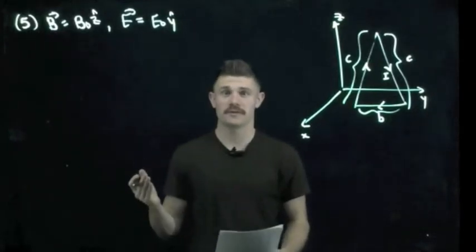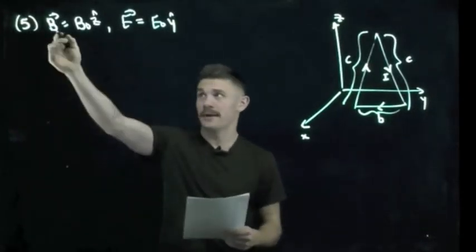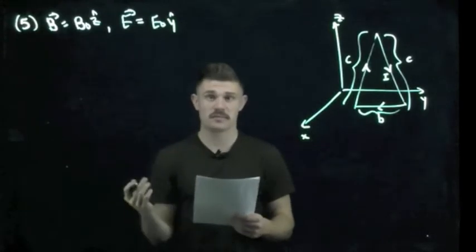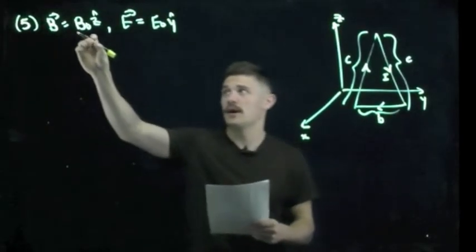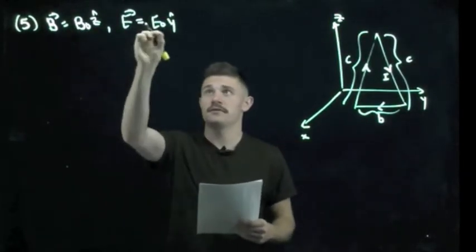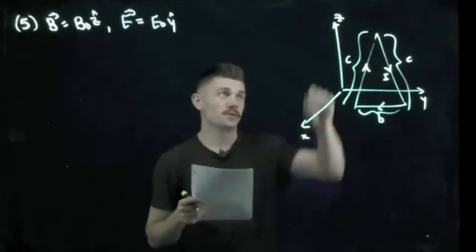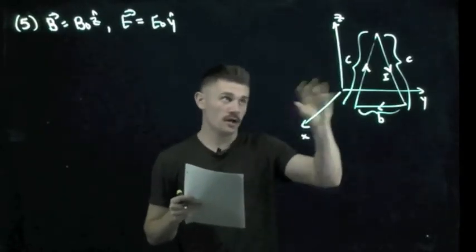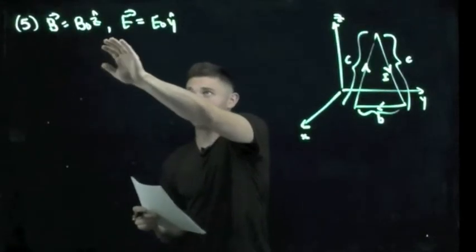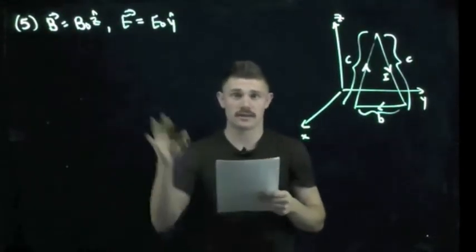Question 5 from the practice final reads that we have a uniform magnetic and electric field in some region of space. So we have the magnetic field is B naught times z hat, and the electric field is E naught times y hat. So we have our x, y, z plane like so, and we have the applied external fields that are B and E like this.